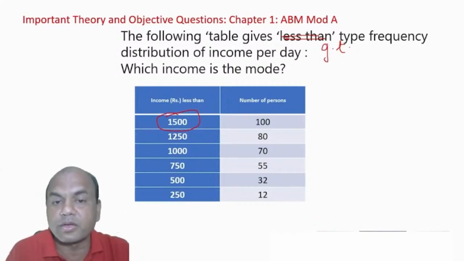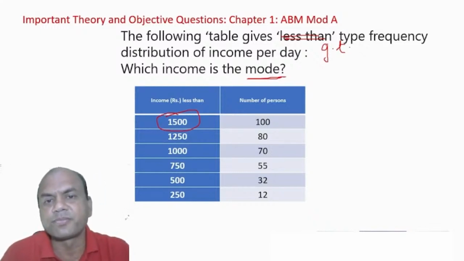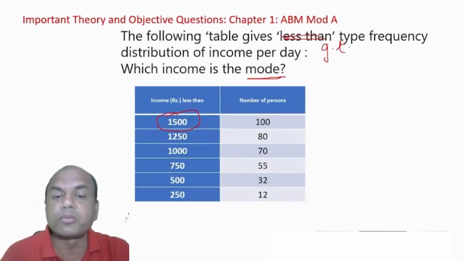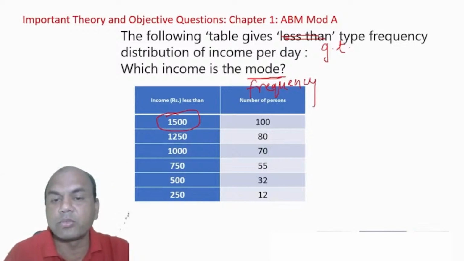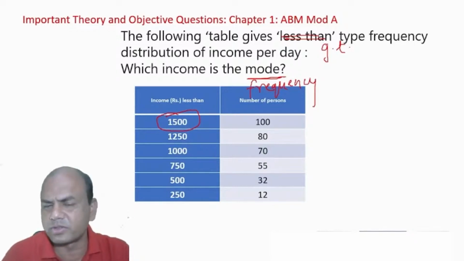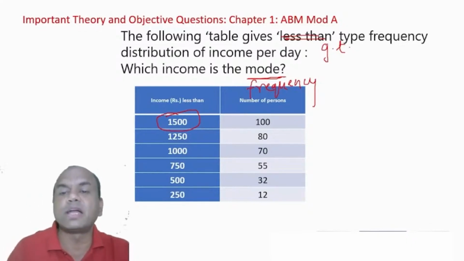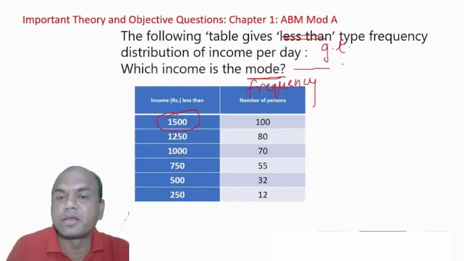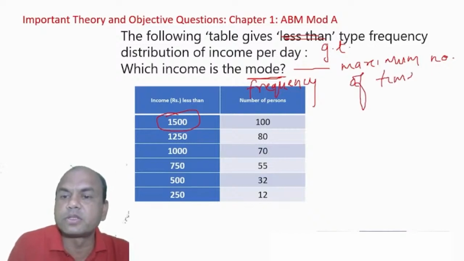What is the income mode? Now the question is different. Let it be less than or greater than, it hardly matters. The question over here is, what is the mode? Firstly, understand the meaning of mode. This is known as frequency. How many persons are having income of 1500? How many persons are having income of 1250? And so on. What is the mode? Mode means that number which occurs maximum number of times.